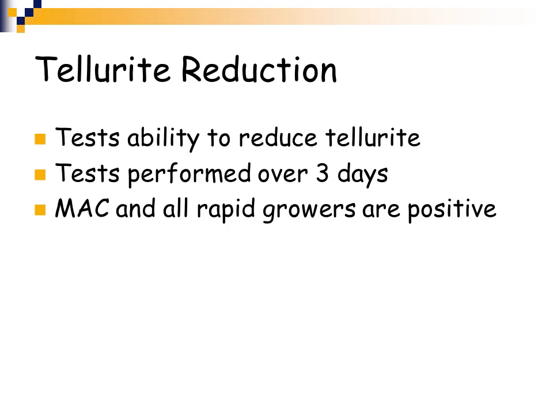So with your Mycobacterium, we have slow growers and we have rapid growers. The slow growing Mycobacterium take 4 to 6 weeks to grow on agar plates. The rapid growers can be visualized on agar plates within 2 to 5 days. So for tellurite reduction, all Mycobacterium avium complex and the rapid growers are positive.